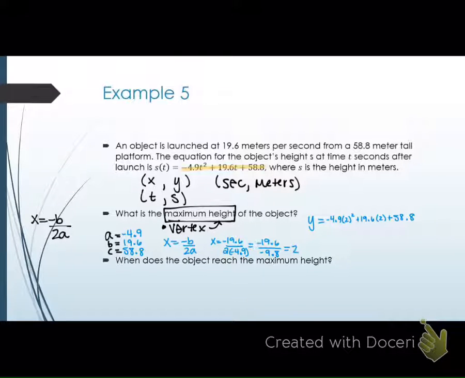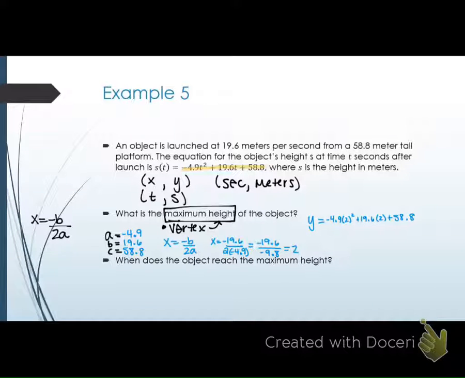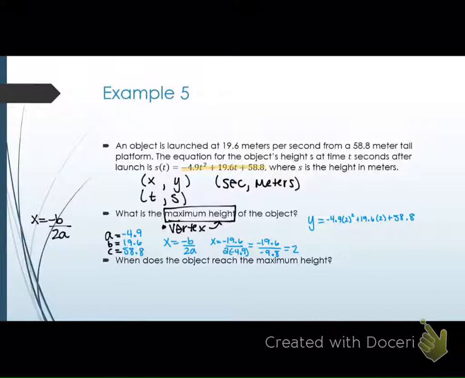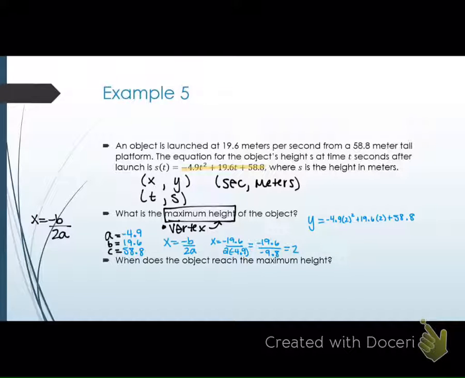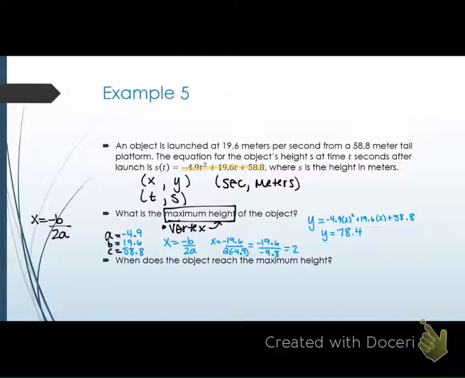plus 19.6 times 2 plus 58.8. It's on your paper. So just do this in your head first, and then you don't have to do parentheses at all, and it should work. Or you can put it in your calculator and then start typing. So you should have gotten y equals 78.4. Did anybody not get 78.4 and need help?